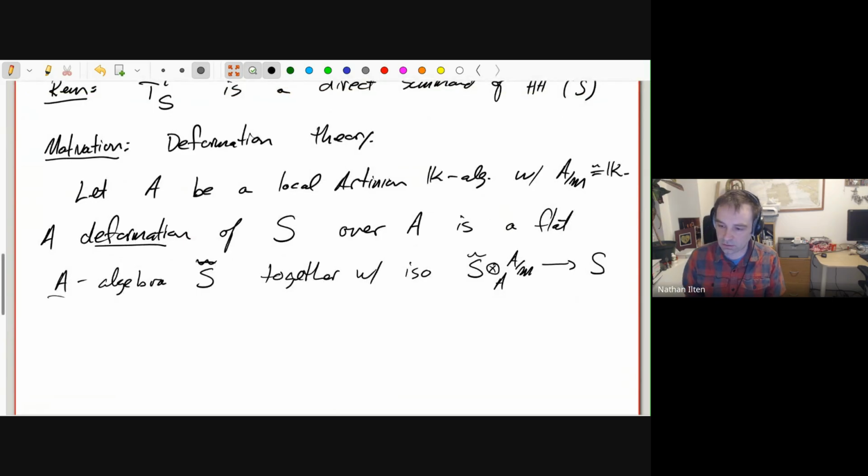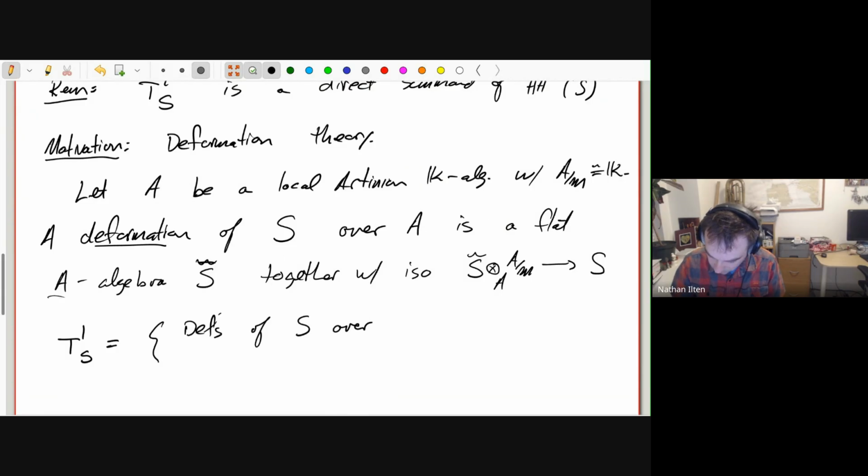And so the connection to deformation theory is now the following. It turns out, I should say, there's a natural notion of isomorphisms of deformations. I'm not going to write it down, but if you tried to think what it would be, you'd write down the correct thing yourself. So T1 of S turns out to be equal to the set of all deformations of S over the simplest non-trivial Artin ring, which is k[t] mod t squared, modulo isomorphism.